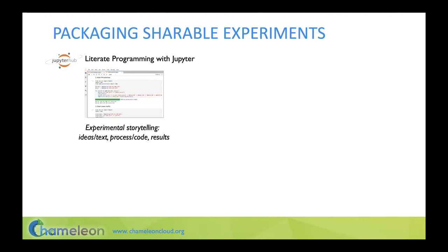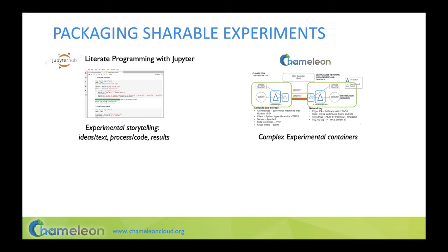But from the perspective of our users, Jupyter has one shortcoming, right? And that shortcoming is that when you write your experiment in those Jupyter cells, at the back end, they get executed in a Docker container, right? And that's not what our users want, right? Our users create experiments that are distributed. Here's an example of an experimental configuration. You've got two network circuits, multiple switches, multiple nodes distributed over the whole testbed, right? So it's a long way from a Docker container.